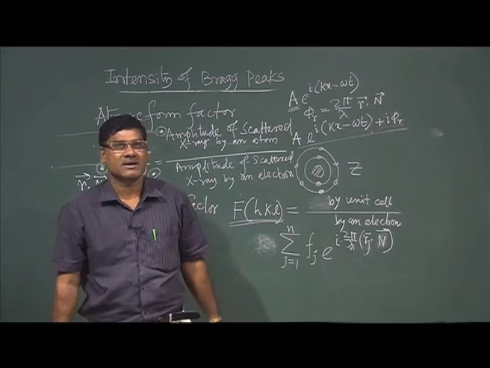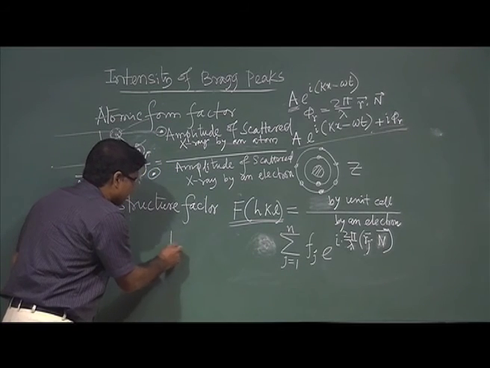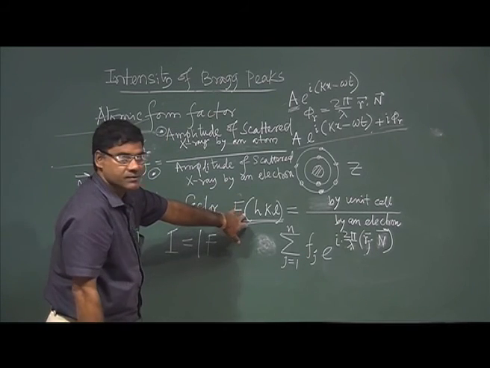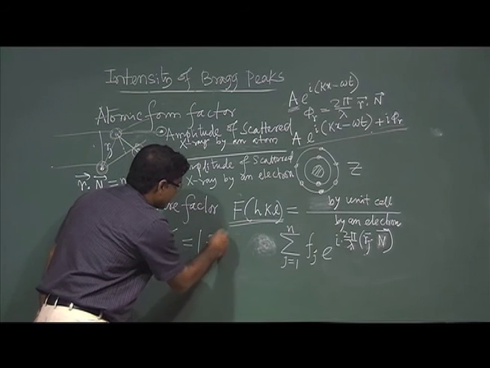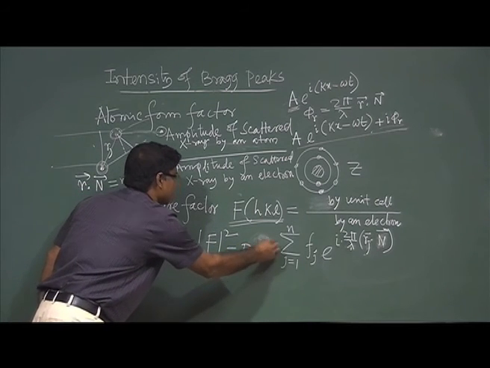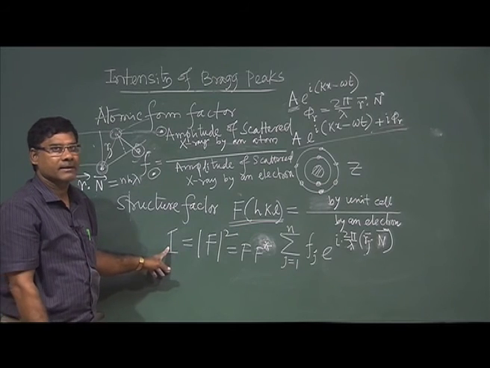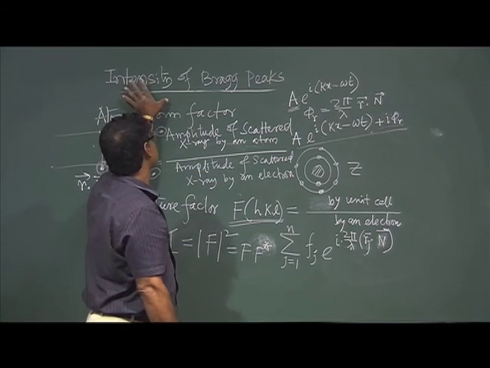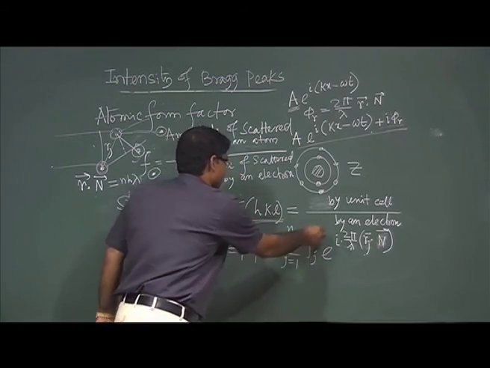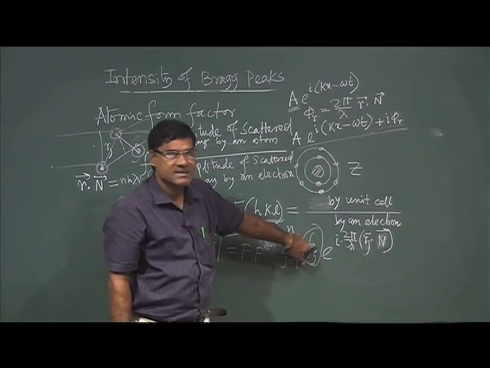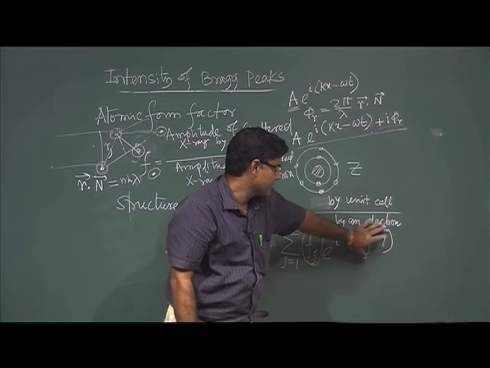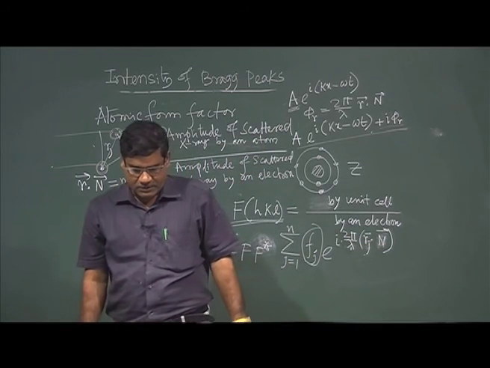So this intensity, that is the intensity of the X-ray, this is the amplitude of the scattered one. So one has to take F star, then it will give the intensity. And obviously, the intensity will depend on the type of atoms, which is in this F, and the distribution of atoms, which is here in the phase part.